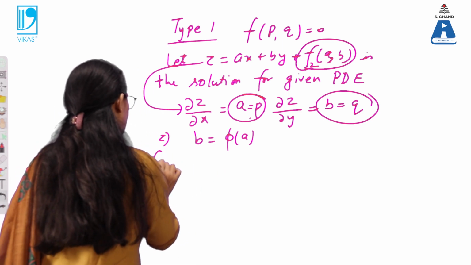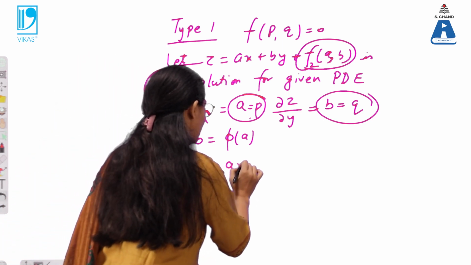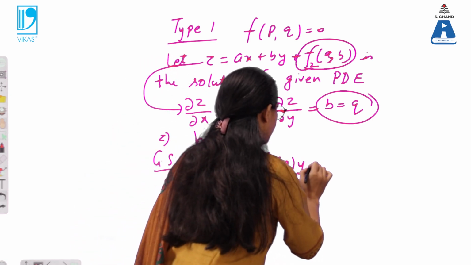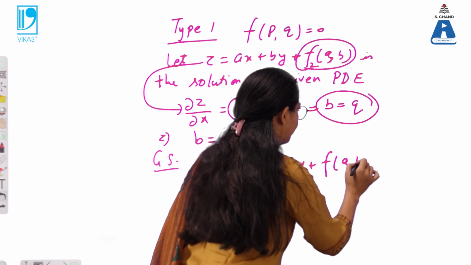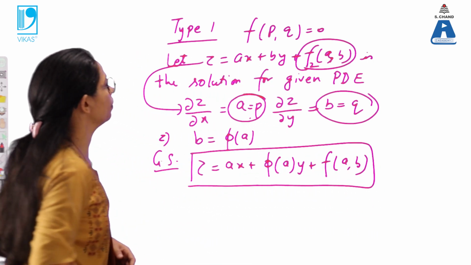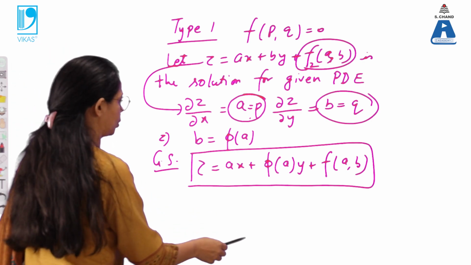Therefore, the final general solution will be written as z equals ax plus b replaced with phi of a times y, plus f of a, b. That's how the general solution for this first type of differential equation will be written. So there is not much confusion in this.